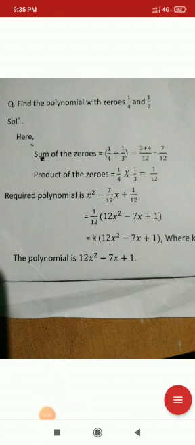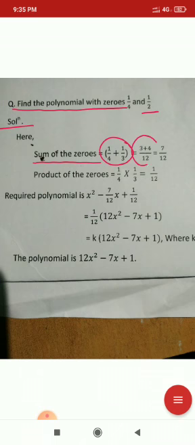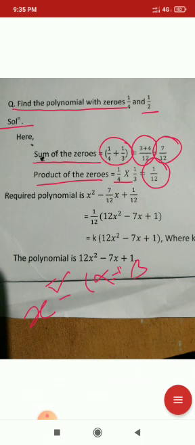Here another example is taken, that is, find the polynomial with the zeros 1 by 4 and 1 by 3. Here once again we have to find the sum of the zeros, that is 1 by 4 plus 1 by 3, and it is very simple, the LCM is to be taken, and it is found as 7 by 12. Then the product of the zeros is 1 by 4 into 1 by 3, that is 1 by 12. And now we have to put this sum of the zeros and the product of the zeros in the standard form, that is x square minus (alpha plus beta) x plus alpha into beta.